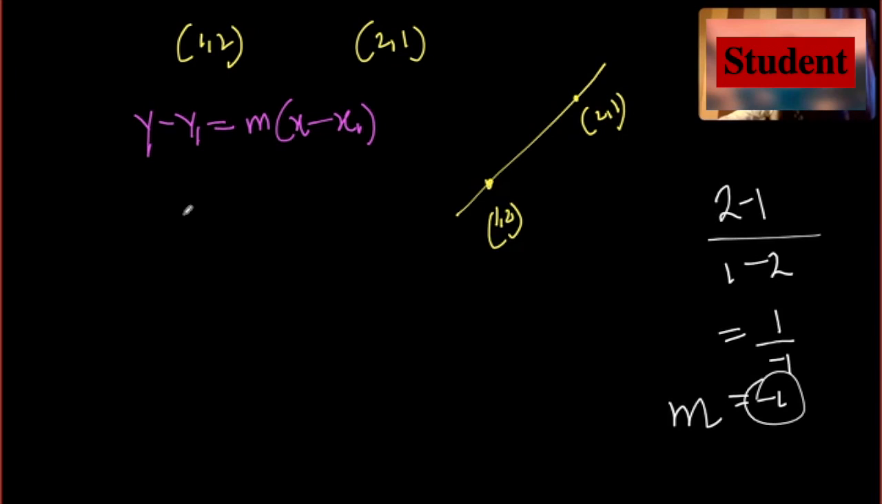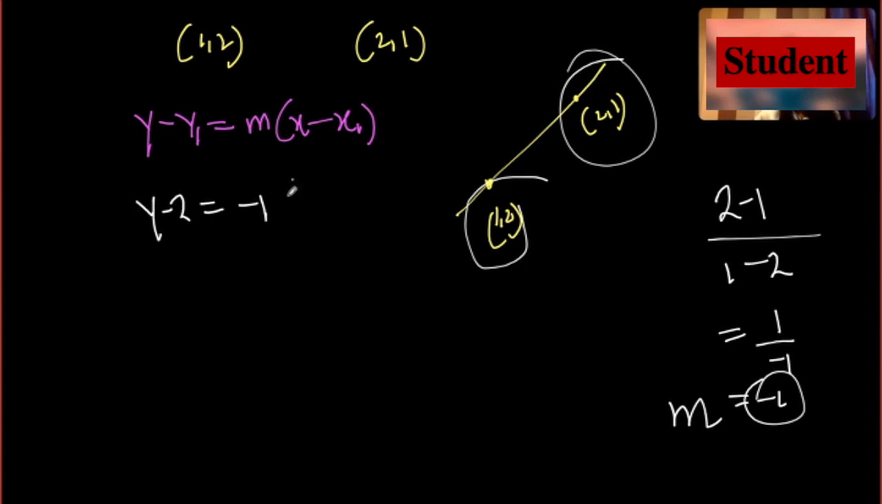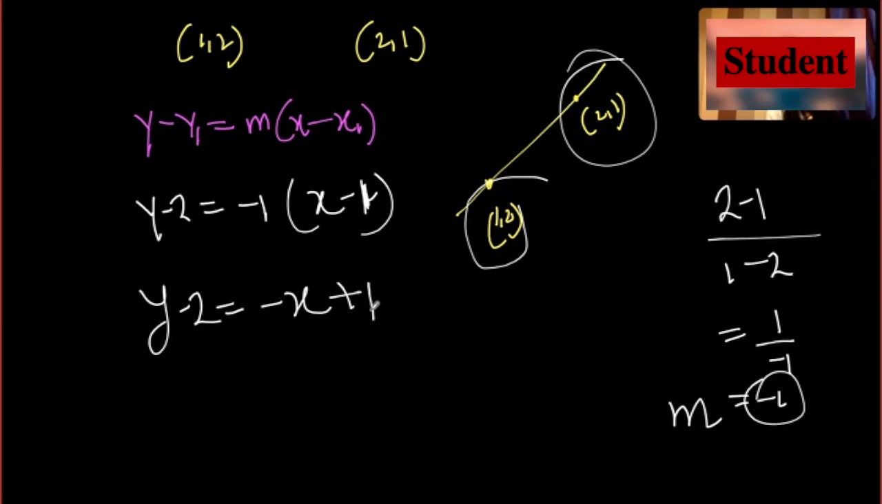Is it y equals minus x plus 3? Let's check. Which point have you taken? I took the first one, (1, 2). So y minus 2 is equal to minus 1 times (x minus 1). So y minus 2 is equal to minus x plus 1. So y is equal to minus x plus 3.